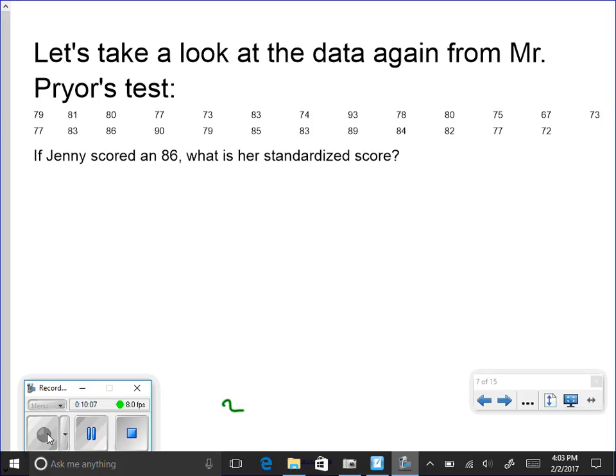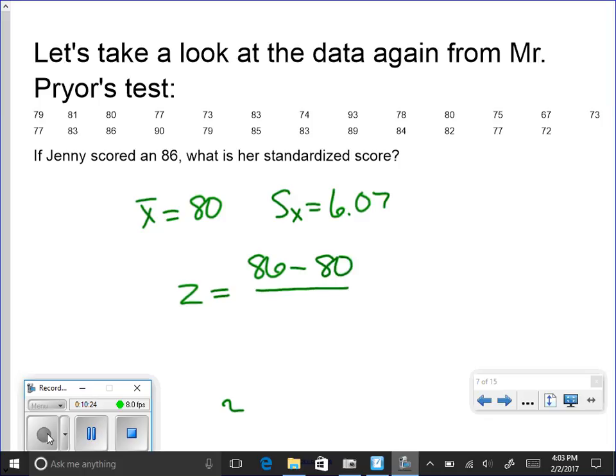So you should have gotten the mean as 80 and the standard deviation as 6.07. So to calculate the z-score, we're going to take Jenny's score, which is 86, subtract 80, and divide by 6.07. And you should have gotten 0.99. So what that means is Jenny's score is about 1 standard deviation above the mean. The z-score tells us how many standard deviations. So she's about 1 standard deviation above the mean.